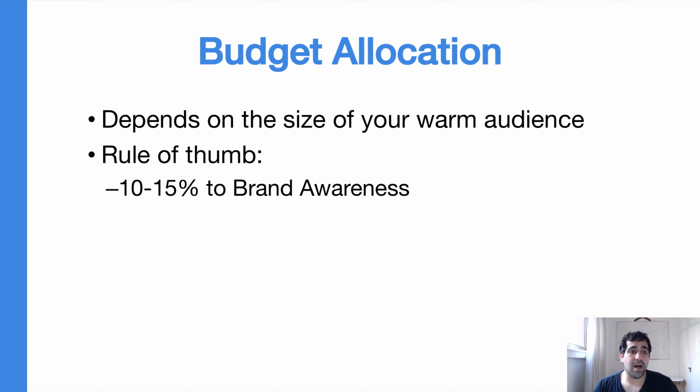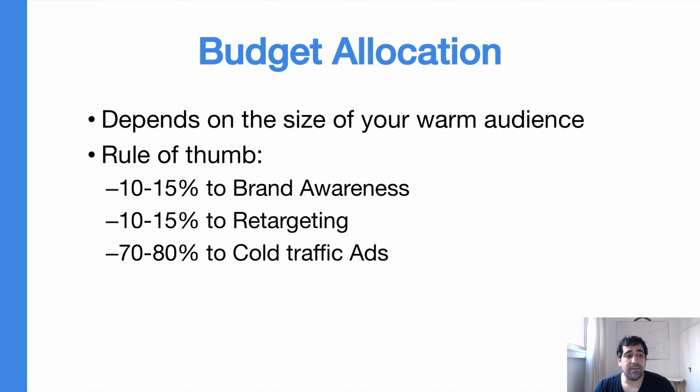I think normally you might want to be spending 10 to 15% on brand awareness so that you can continue pushing your brand, getting you known, and build. That is going to be building your warm audience. Then you want to be using 10 to 15% on retargeting ads, and finally 70 to 80% on cold traffic ads, so that you can grow your list and send those to your funnel.